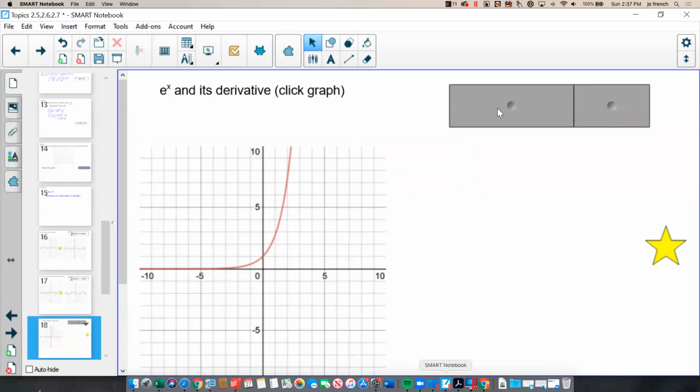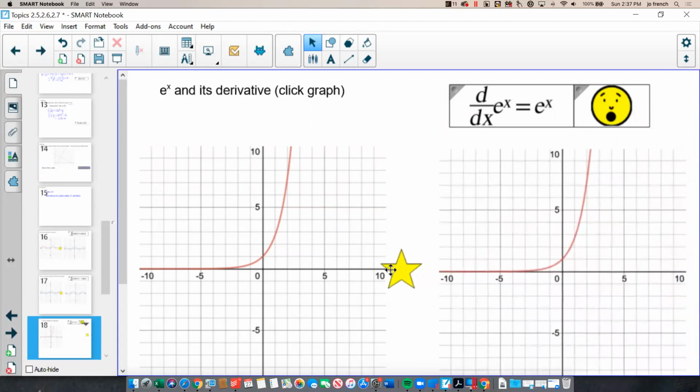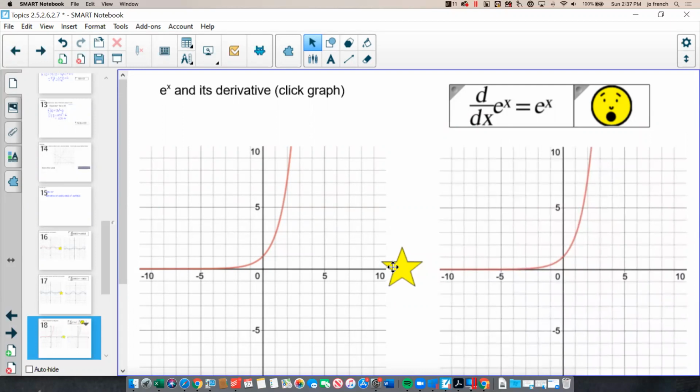The derivative of e to the x is e to the x. This is the only function where that's true. The derivative and the graph itself are the exact same. No way. Our two graphs are identical: the graph of e to the x and the graph of its derivative.